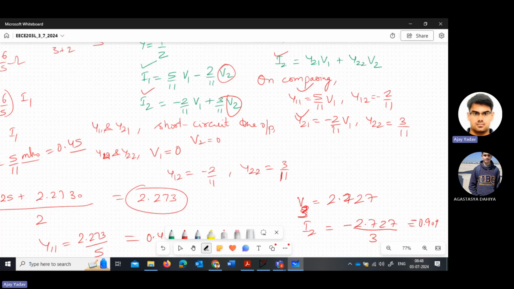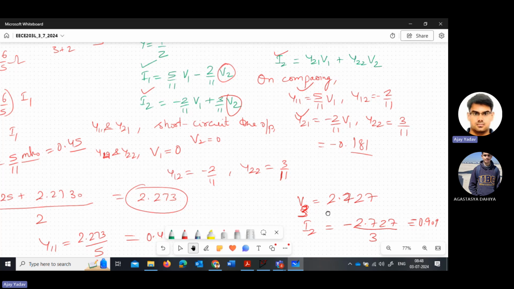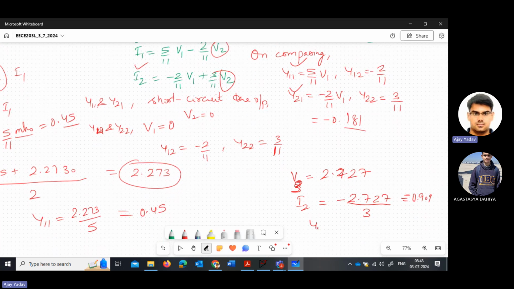So again, here you can check what is the value of this. 2 divided by 11. It is 0.1818. Okay. Sorry, it is the current value. So we got the current value, and what is your Y21 parameter? It is the ratio of I2 divided by the voltage V1, that is 5. So minus 0.909 divided by 5. What is the value? 0.181.